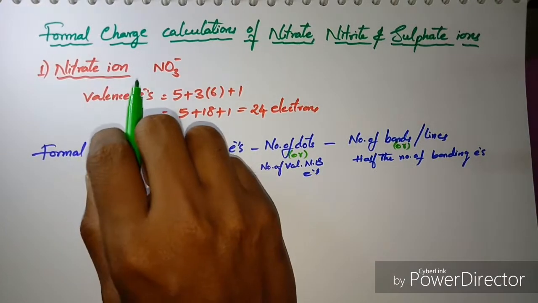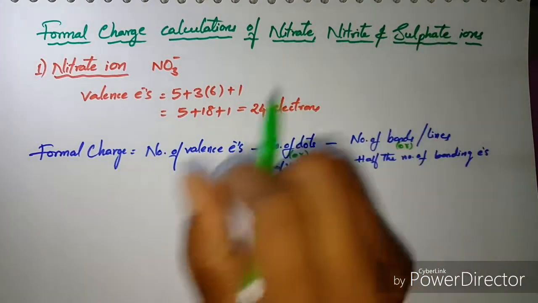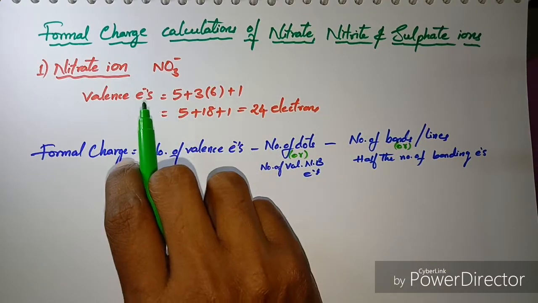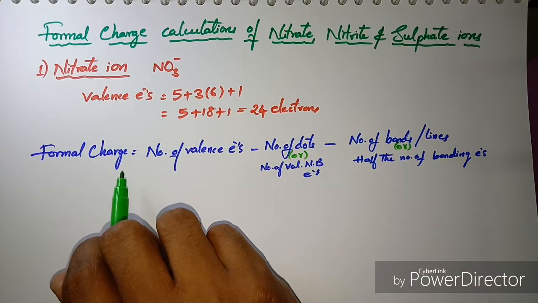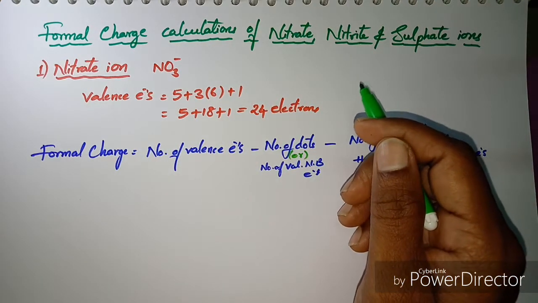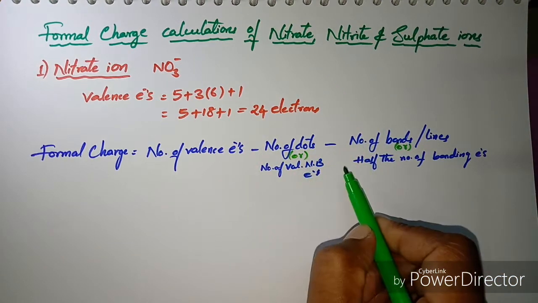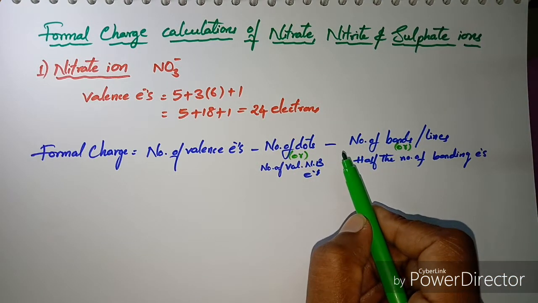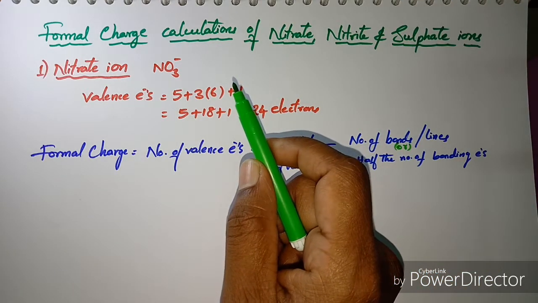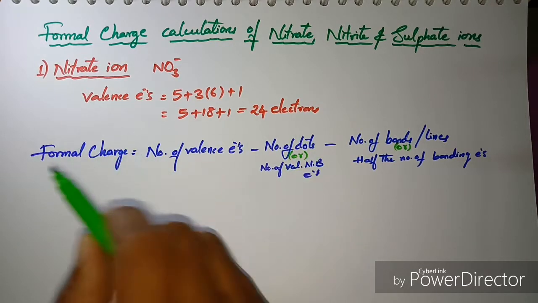As I mentioned in my earlier video, there will be a video on calculation of nitrate, nitrite and sulfate ion. So here it is. First, starting with nitrate ion. For knowing the formal charge, we need to first draw its Lewis dot structure. How to draw a Lewis dot structure and the formal charge formula, I have already made a video on that. You can go back to the videos and browse it as well. However, the link is provided at the end of this video.